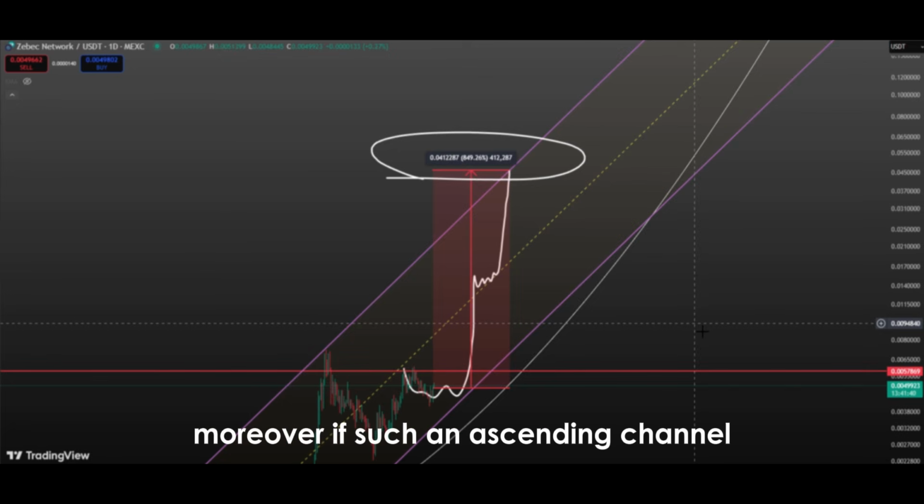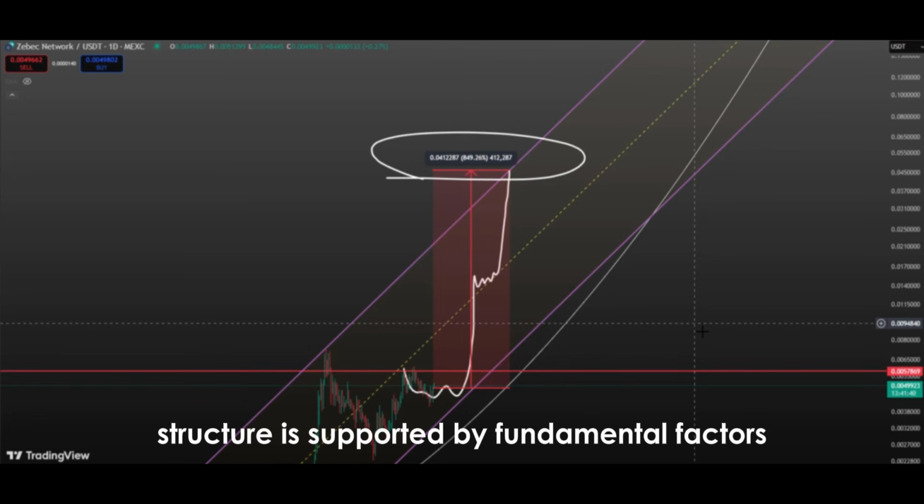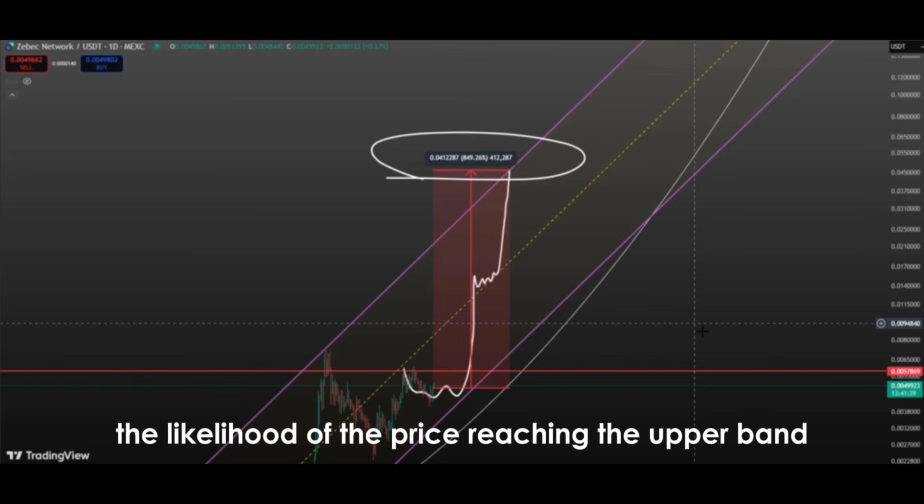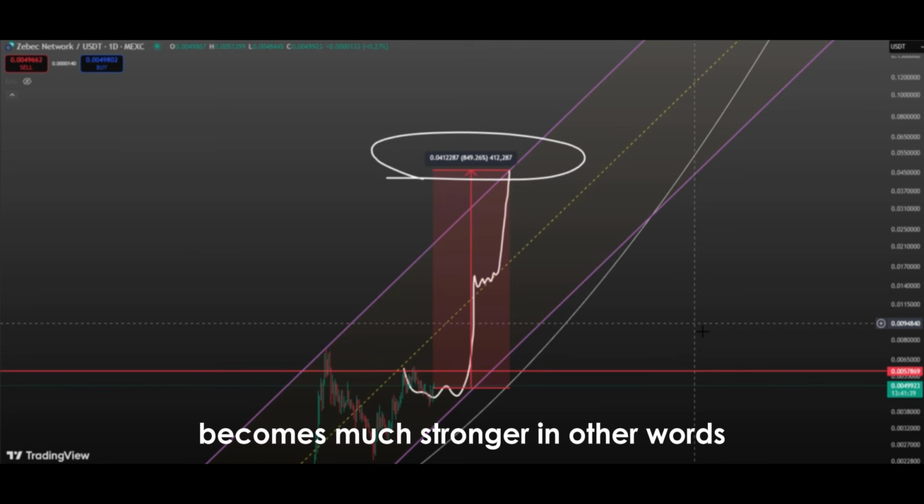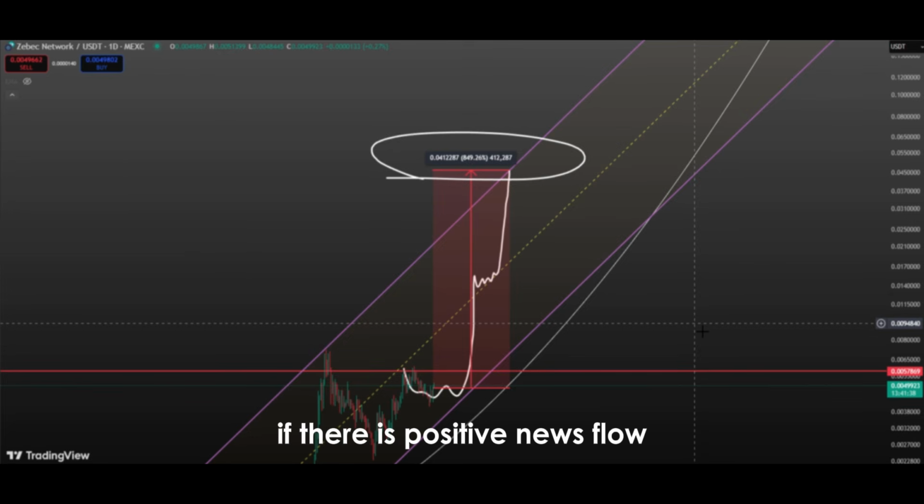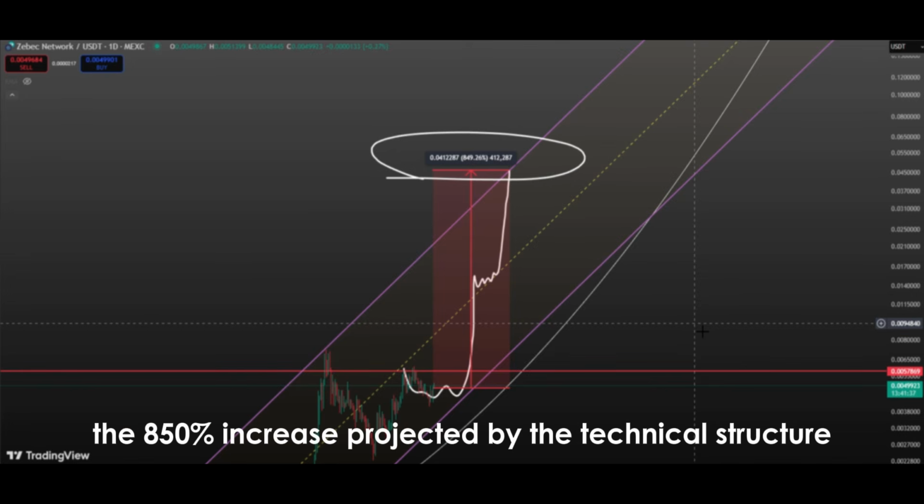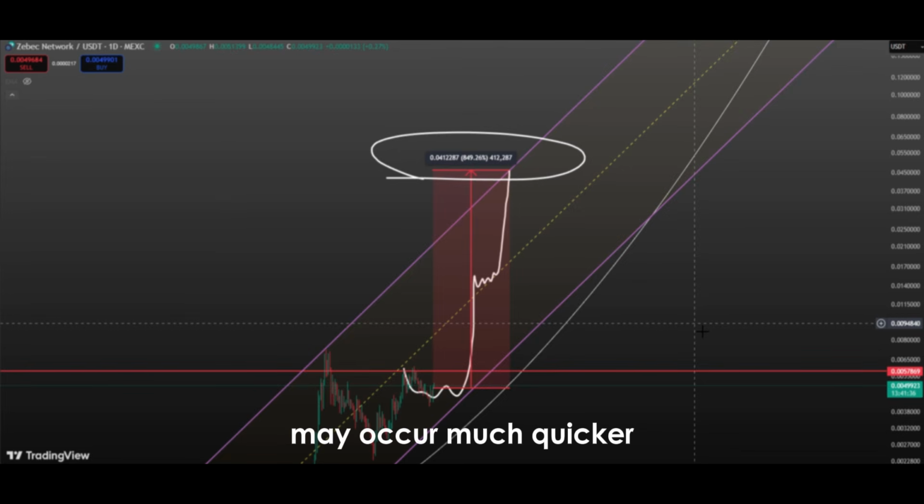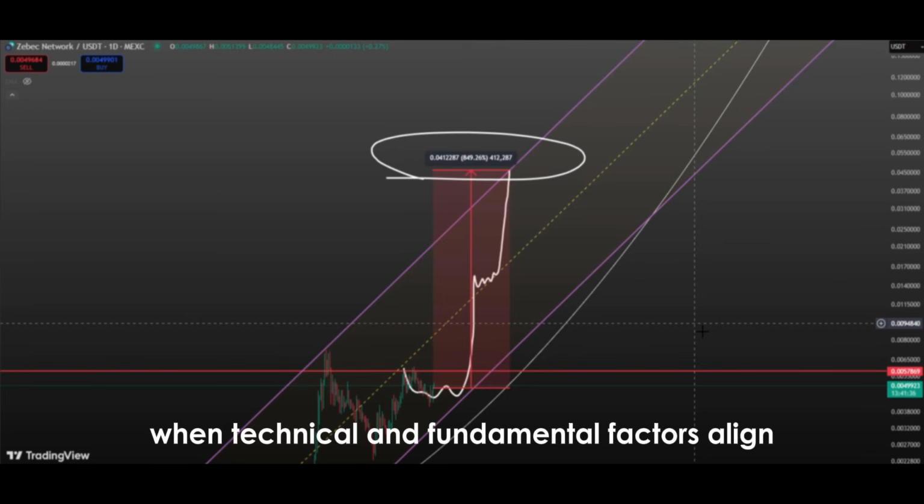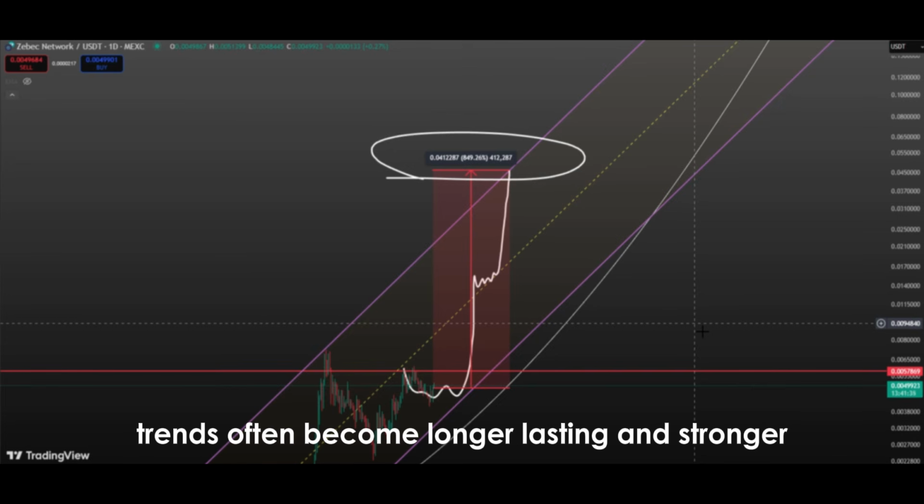Moreover, if such an ascending channel structure is supported by fundamental factors, the likelihood of the price reaching the upper band becomes much stronger. In other words, if there is positive news flow, strong demand, and growing investor interest, the 850% increase projected by the technical structure may occur much quicker. When technical and fundamental factors align in the market, trends often become longer-lasting and stronger.